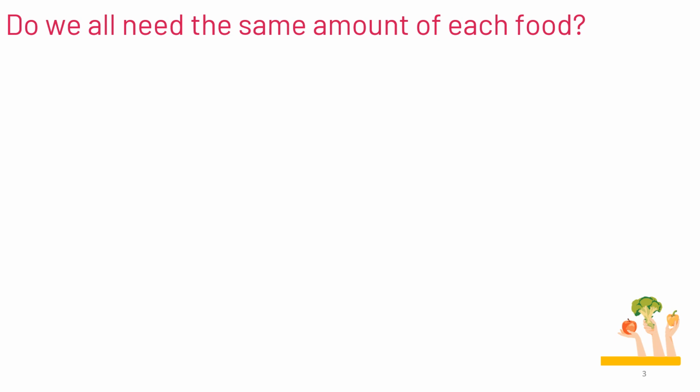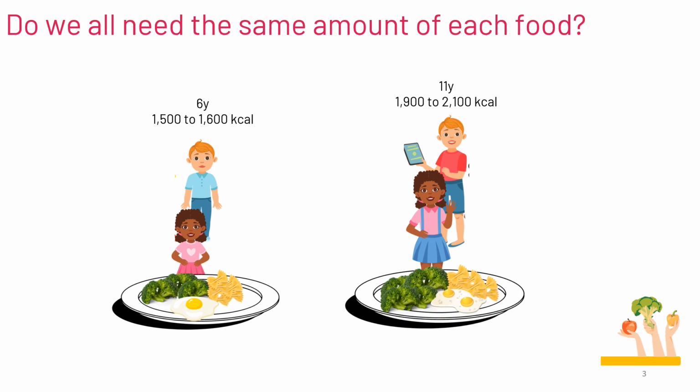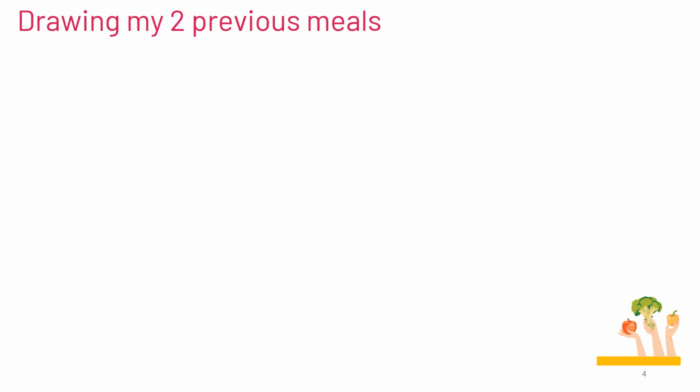No. We would remind you that this activity and all this training are designed for children aged between 6 and 11, so they do not have the same height and even less the same height as an adult. Their nutritional requirements vary between 1500 and 1600 calories for a 6-year-old and 1900 and 2100 for an 11-year-old. Understandably, they do not need the same amount of food on their plates, even if they share the same meal.